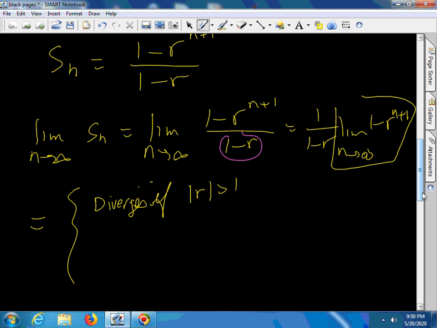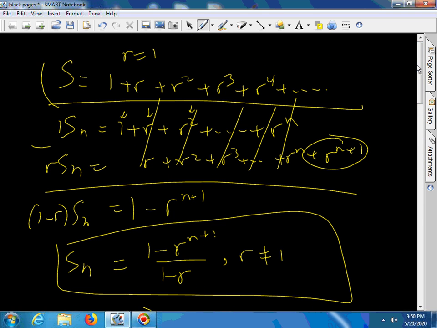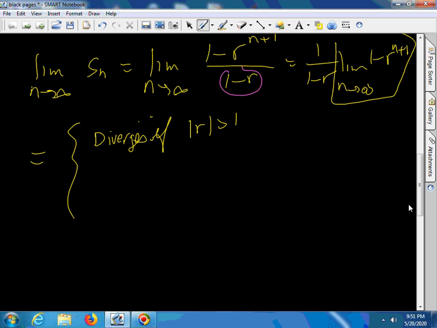Okay, it diverges. We can use that word. It diverges, it being this series up here. If r in absolute value is bigger than 1, it's going to diverge. It's not going to approach any given number.